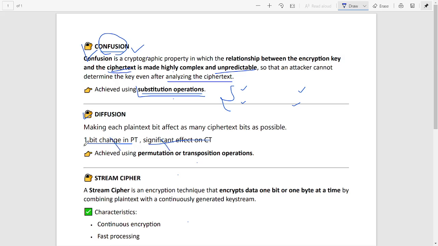Because suppose if there is one bit change in PT and there is one bit change in ciphertext, then the attacker can easily identify that this bit is mapped to this bit, so the attacker may be able to guess some text. That we don't want. So that's why, if I change even one bit, even a small change here, I want more change here in the ciphertext. So this is the property of diffusion.